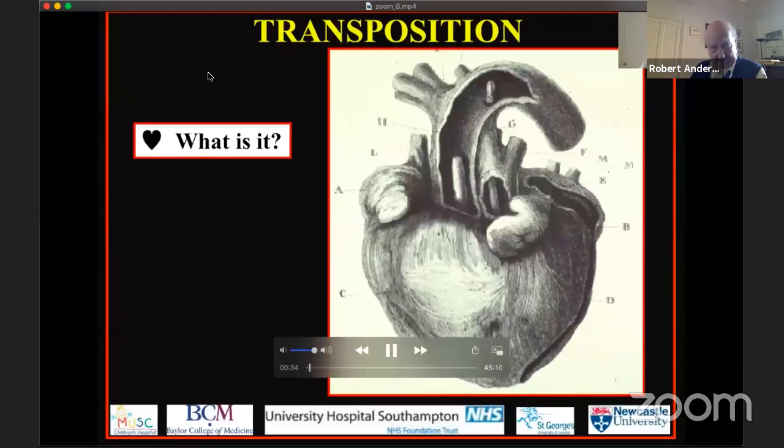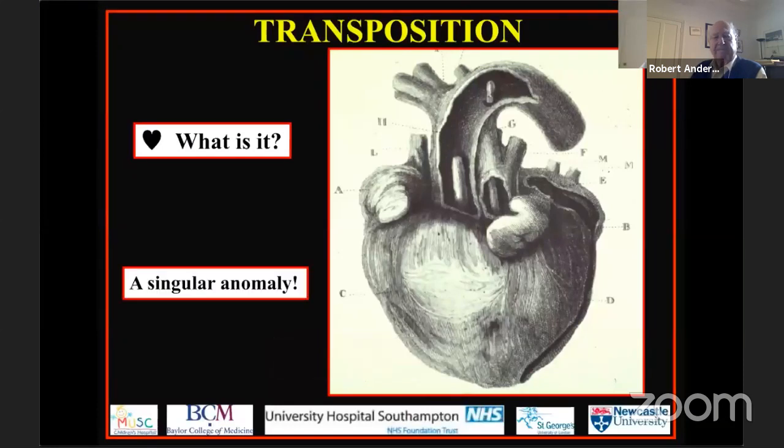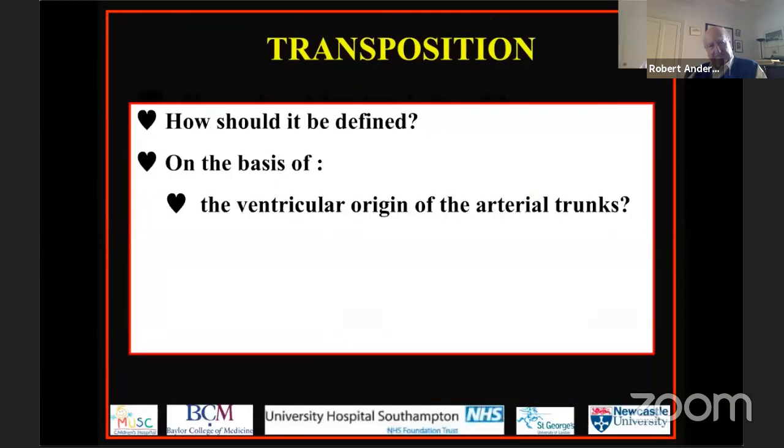And when Matthew Baillie was confronted by this lesion, he had no problems. He simply called it a singular anomaly. And nobody could argue with him at the time. Since then, however, as I have intimated, it has been the root of many disagreements. And these relate to the feature we choose to define the entity.